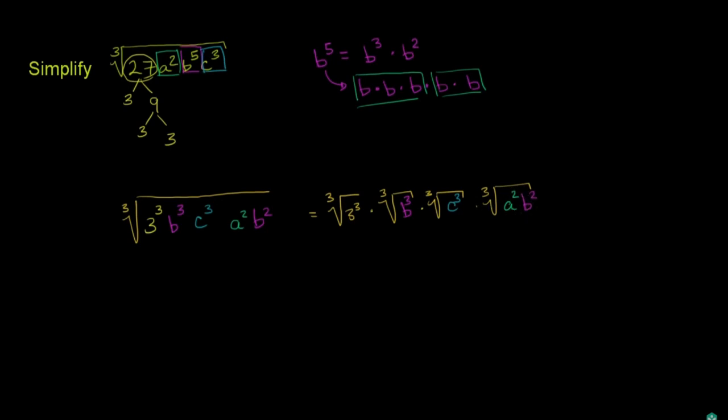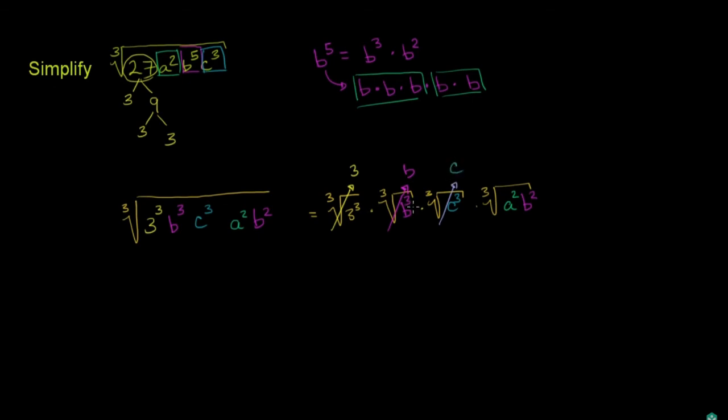And so we can look at these individually. The cube root of 3 to the third, or the cube root of 27, well, that's clearly just going to be 3. Right? 3 to the third power is equal to 27. This term right over here, the cube root of b to the third, well, that's just b. And the cube root of c to the third, well, that is clearly just c.